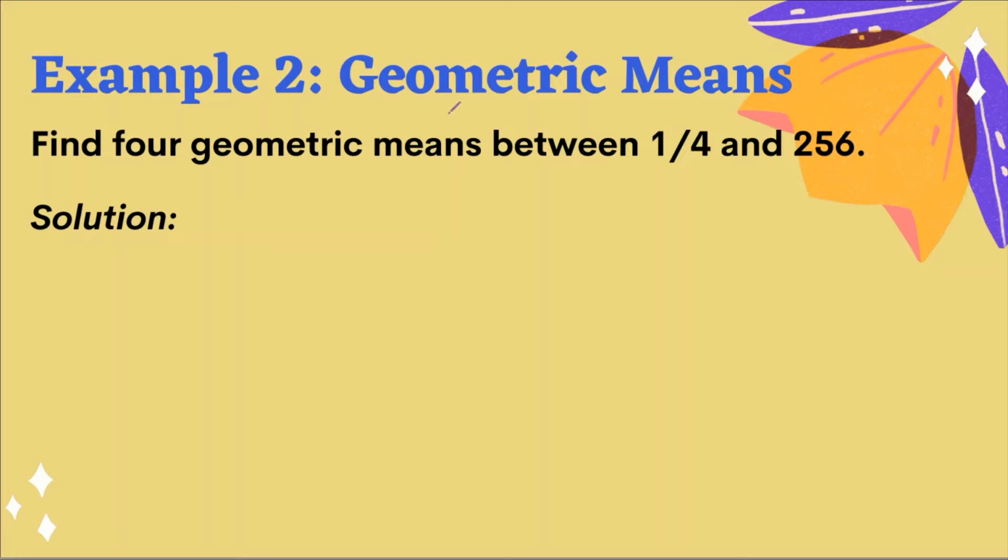Okay, example number 2 for geometric means. Find 4 geometric means between 1/4 and 256. So again, we have 1/4, and then we need 4: 1, 2, 3, 4, and 256. So we have the given a sub 1, and we're looking for a sub 2, a sub 3, a sub 4, a sub 5, and a sub 6 is our last term.